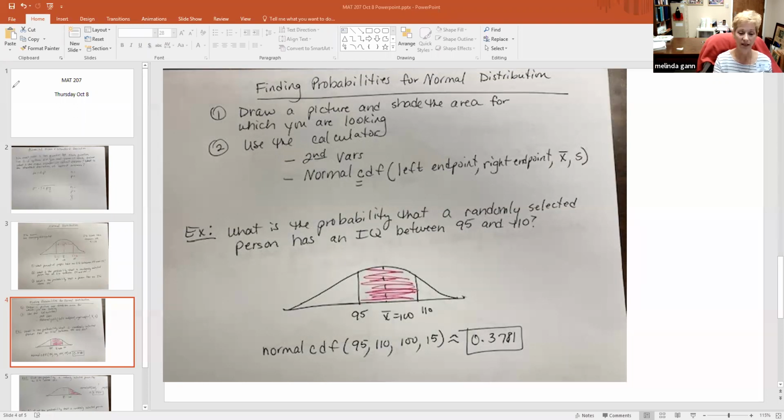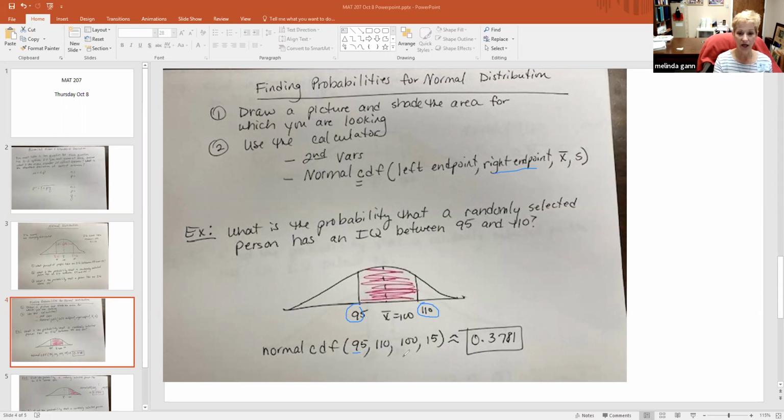All right, so here's what I do. I find second Bayes, I go down to normal CDF, and I typed in 95, because 95 is on the left side of this shading, comma. Why did I type in 110? Because that's my right endpoint. It's on the right side of the shading where it ends.